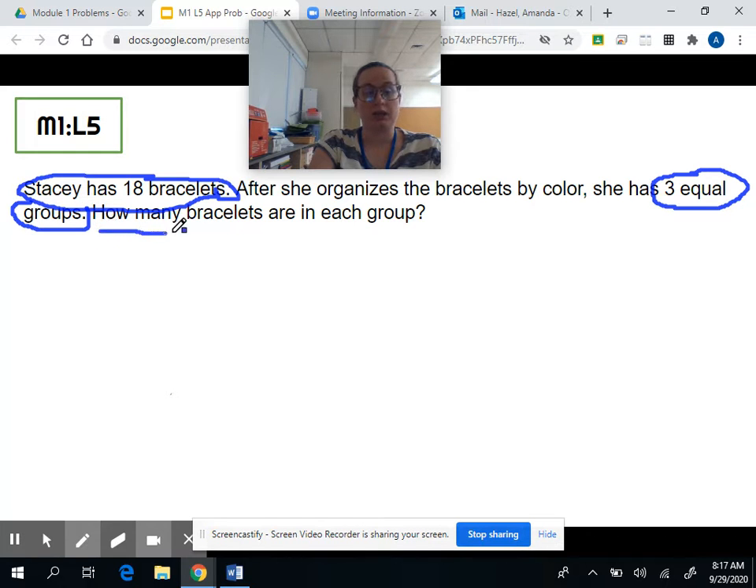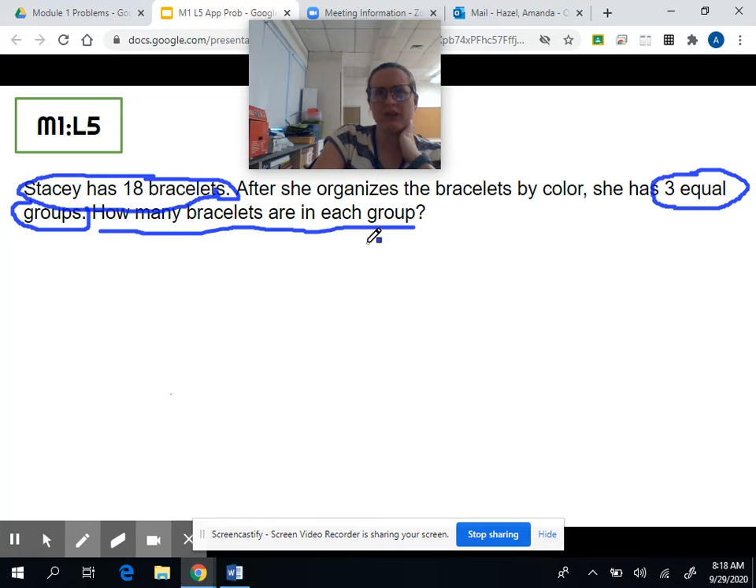How many bracelets are in each group? I like to underline the question so I remember what I need to answer in the end. In the end, you need to answer how many bracelets. So that's how you're going to make your word statement, right? You need to have a full sentence that fully answers the problem. So let's think. We have 18 bracelets, and she organizes the bracelets by color into 3 equal groups. And we need to know how many bracelets are in each group.